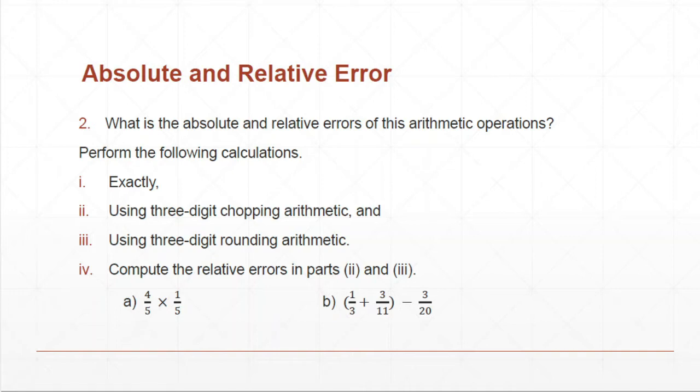That's the first thing, is that we have to find out the exact value of these calculations, and then we have to use 3-digit chopping arithmetic to get the values and 3-digit rounding arithmetic to get the values of these two operations. And then the fourth step would be to compute the relative errors in part 2 and 3. So the first thing that we need to do is to find out the exact values of these operations.